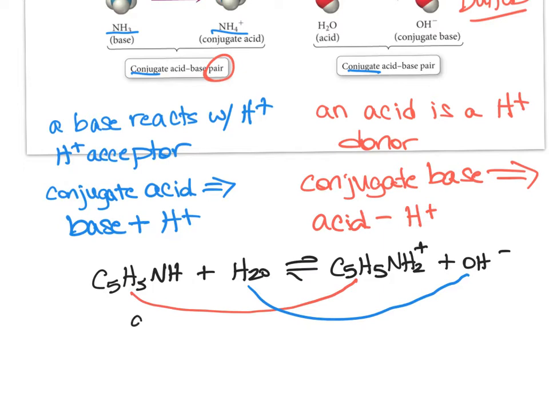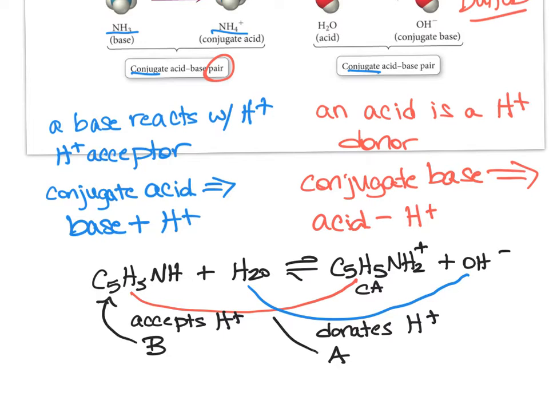So if I take a look at this first one, C5H5NH, it accepts hydronium. So that is my base. That means that the C5H5NH2 is the conjugate acid. Right, then when I look at water, water donates hydronium. So that is my acid, and the OH negative, the hydroxide. Okay, let's be clear here. That's the base. That's the acid, and hydroxide is the conjugate base.